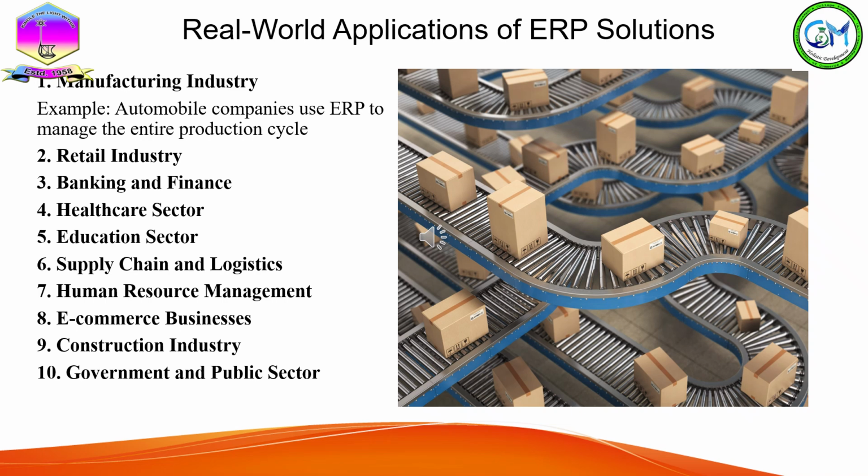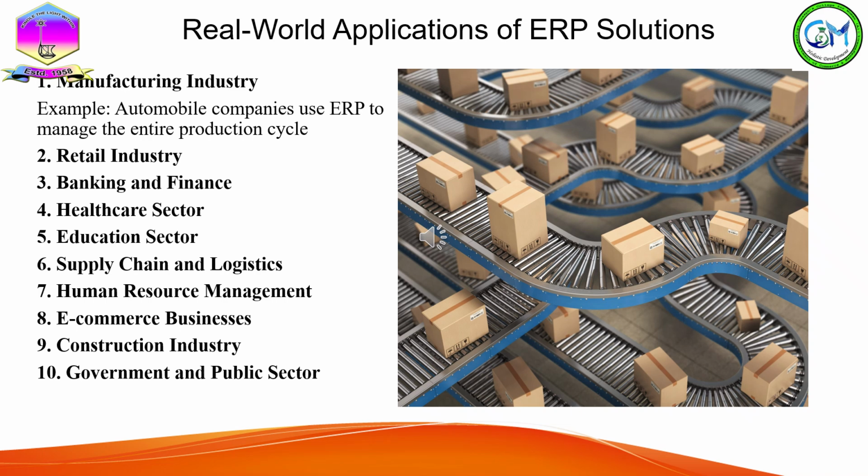Real world applications of ERP solutions. First one is the manufacturing industry. It helps in production planning, inventory control, quality management. It tracks raw material, work in progress, and also finished goods. For example, automobile companies use ERP to manage the entire production cycle. Next one is the retail industry. In retail, they manage sales, inventory, billing, customer data, and it helps in demand forecasting and stock replenishment.